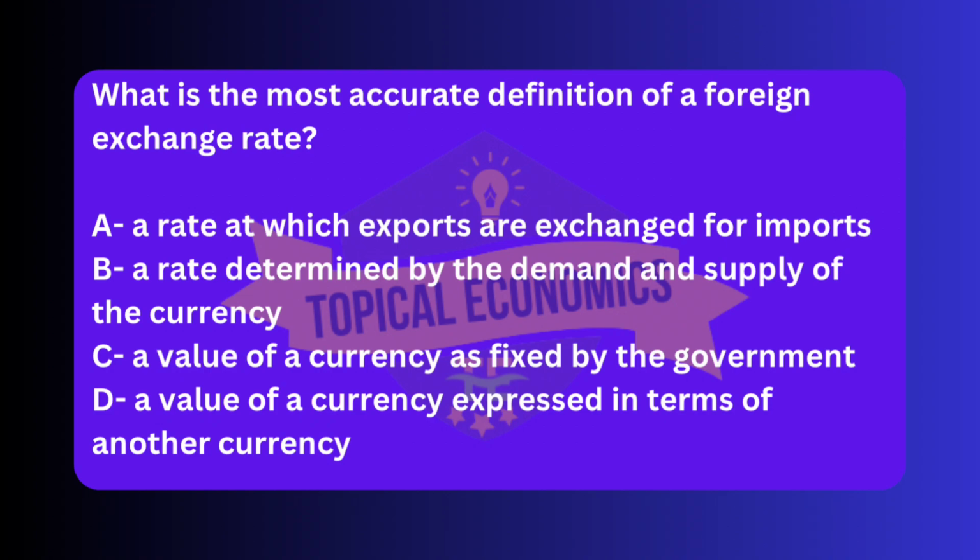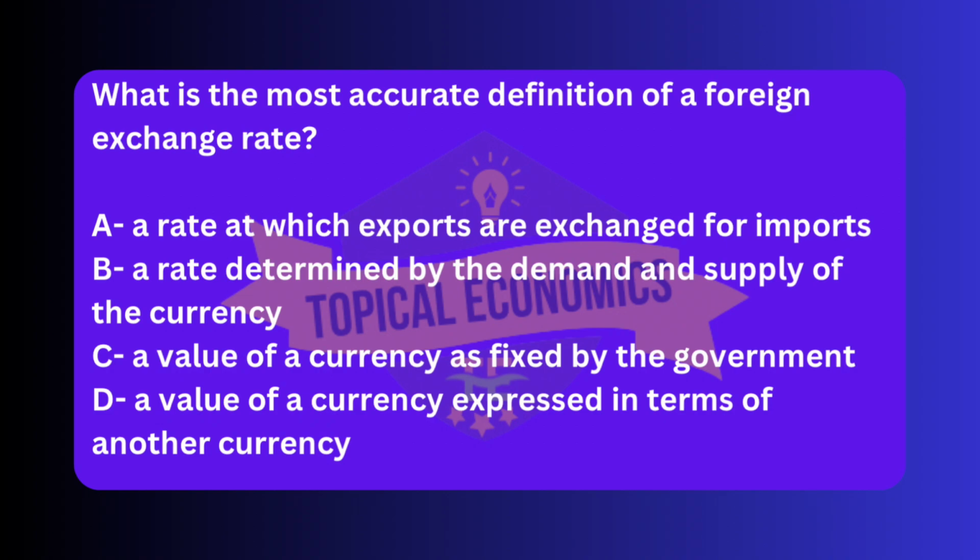The correct answer for this question is option D. A value of a currency expressed in terms of another currency. The foreign exchange rate refers to the price at which one currency can be exchanged for another. It tells you how much of one currency is required to buy a unit of another currency. For example, if the exchange rate between the US dollar, USD, and the euro is $1 equals 85 cents, this means $1 can be exchanged for 0.85 euros.